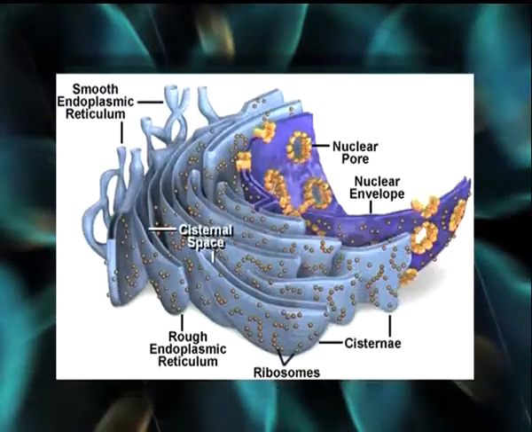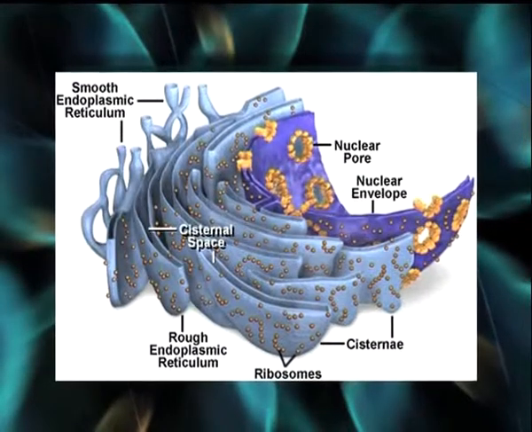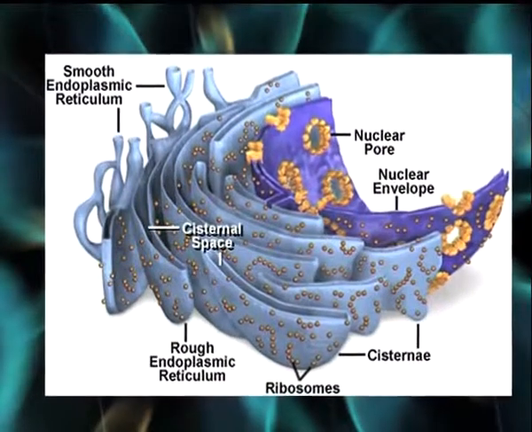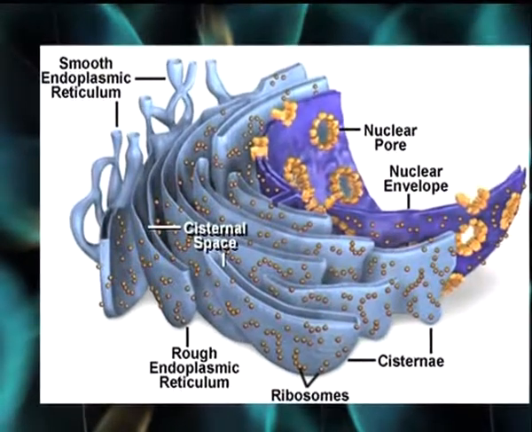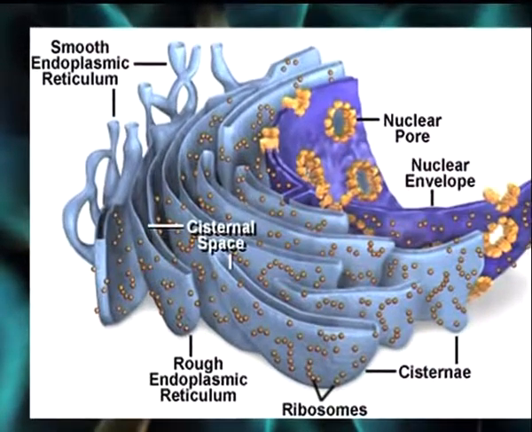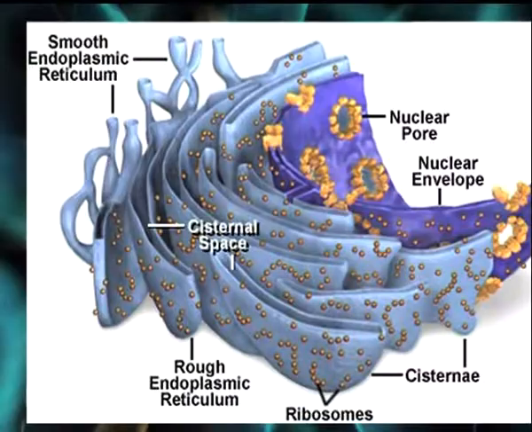The outer membrane resembles rough endoplasmic reticulum in regions where ribosomes are attached to it. In other regions, the outer membrane has the appearance of smooth endoplasmic reticulum. The outer membrane is comparatively thicker than the inner membrane.